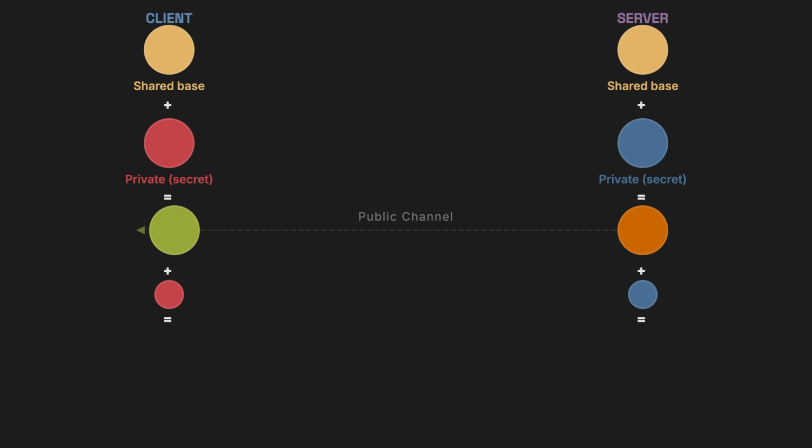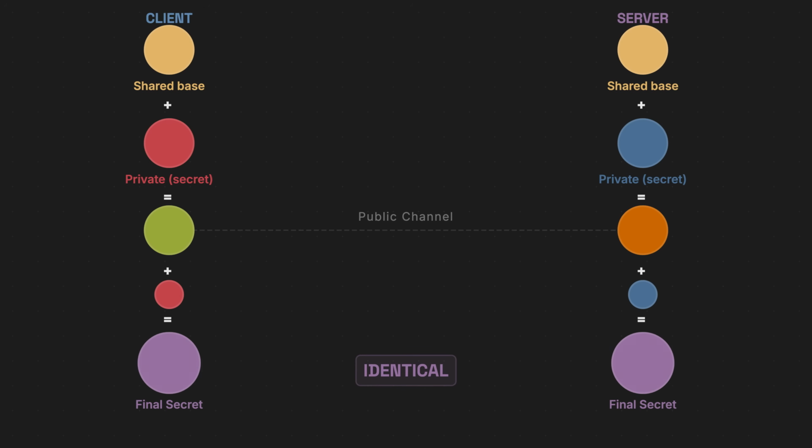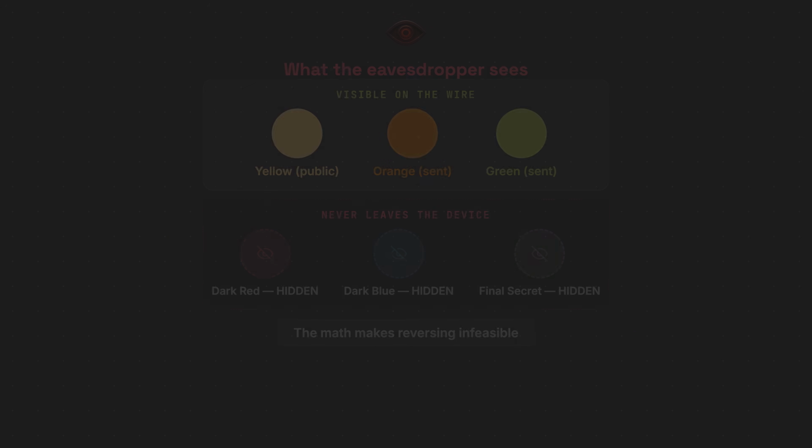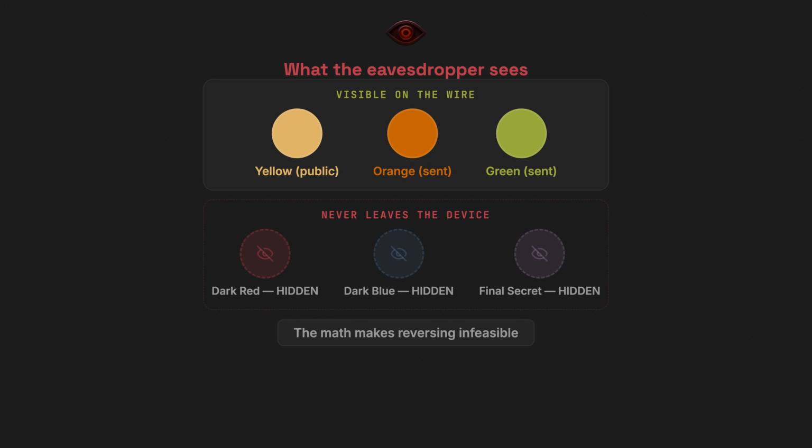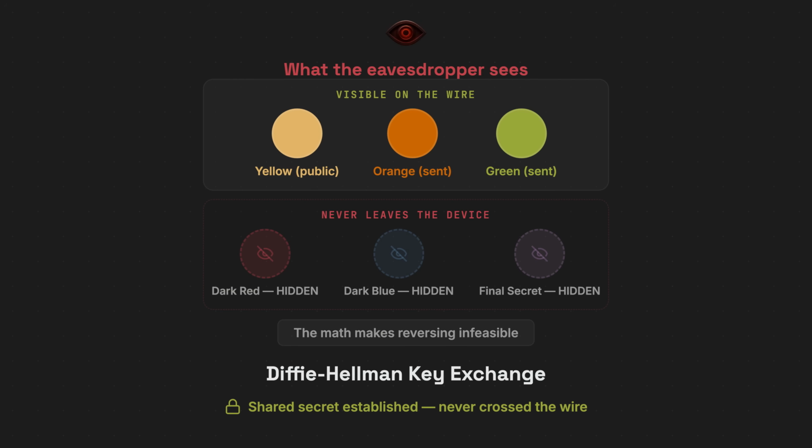You take what the server sent and mix in your dark red. The server takes what you sent and mixes in its dark blue. You both land on the same final color. Neither of you ever transmitted your private color. The eavesdropper saw yellow, orange, green, and cannot reverse the mixing. The math makes it infeasible. That's Diffie-Hellman. Both sides now hold a shared secret without it ever crossing the wire.